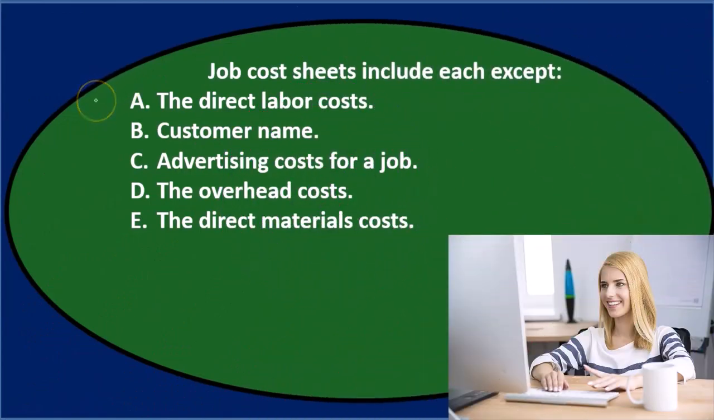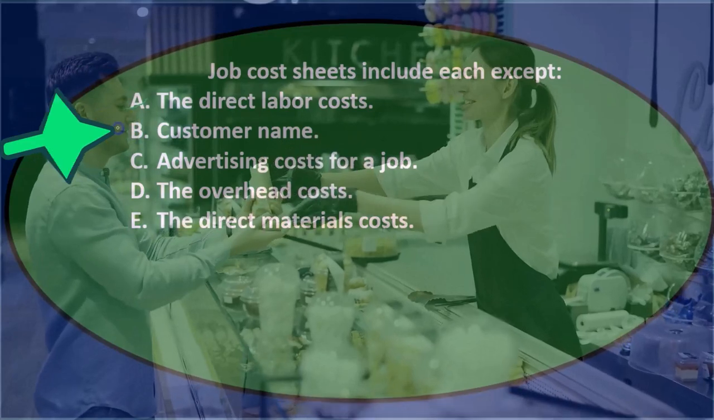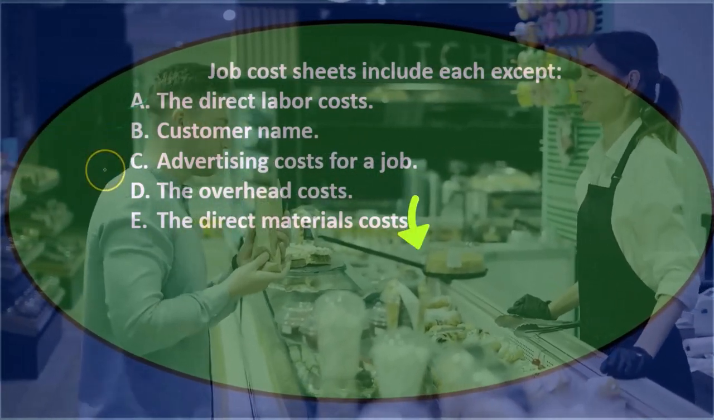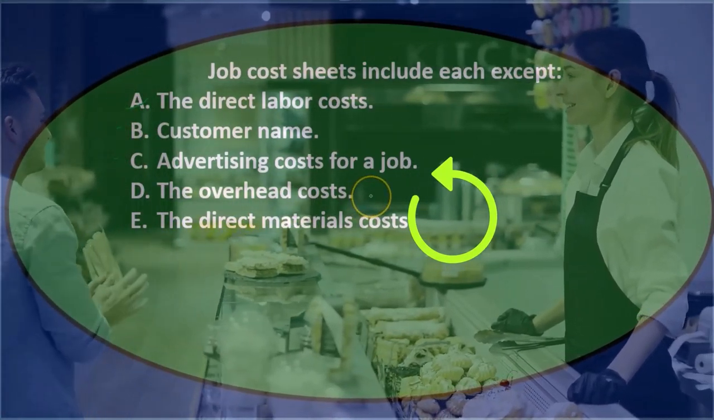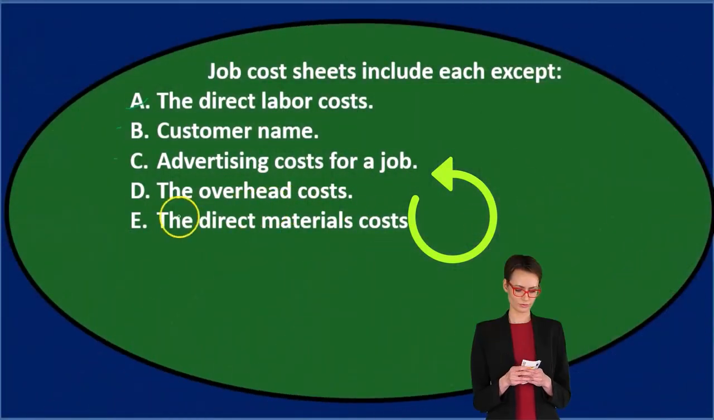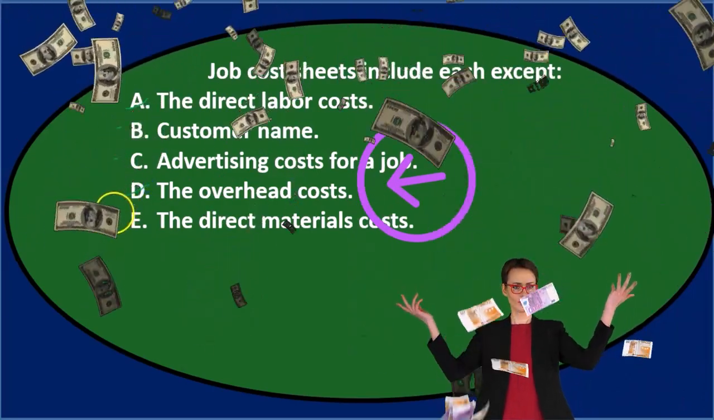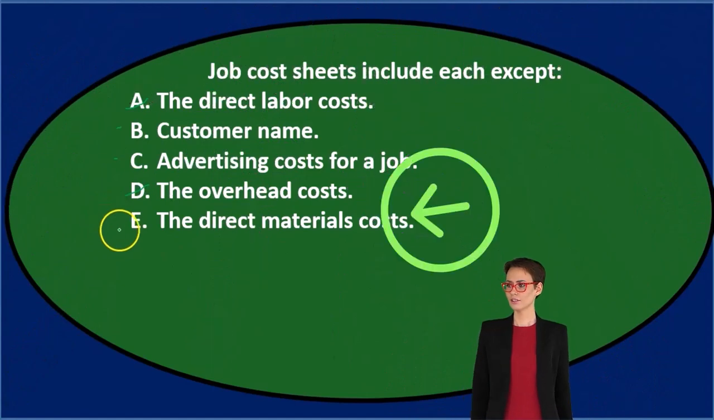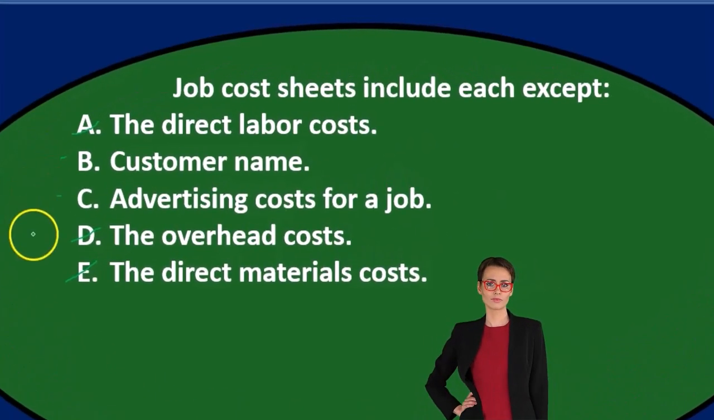So if we go through these, we're going to say the direct labor costs, that's probably on the job sheet. So direct labor, that's not it, because it's on the job sheet. B says customer name, probably, but we'll keep that for now. C says advertising costs for a job. It's a kind of a cost. Notice it's saying for a job here. We advertise a particular job, so I'll keep that for now. And then D says the overhead costs, and that's going to be on the job cost sheet, we would think. And then E says the direct materials costs. That sounds reasonable, so I think that's on there, and that's not it. Because those are our main three: direct materials, direct labor, and overhead. So we're left with B and C.